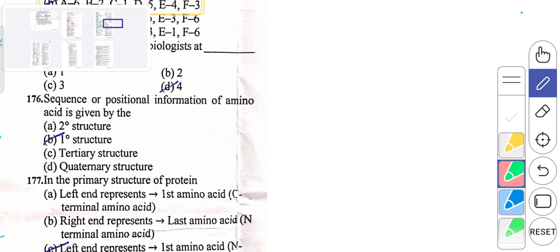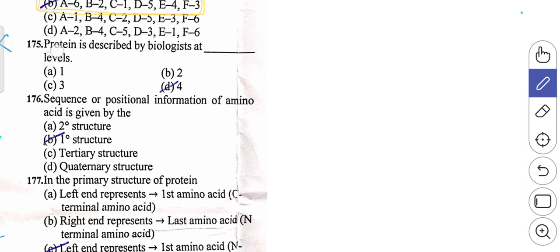So next one, protein is described by biologists at dash level. So as we know, protein structure has primary, secondary, tertiary, and quaternary levels. So due to this, this one will be the right answer.